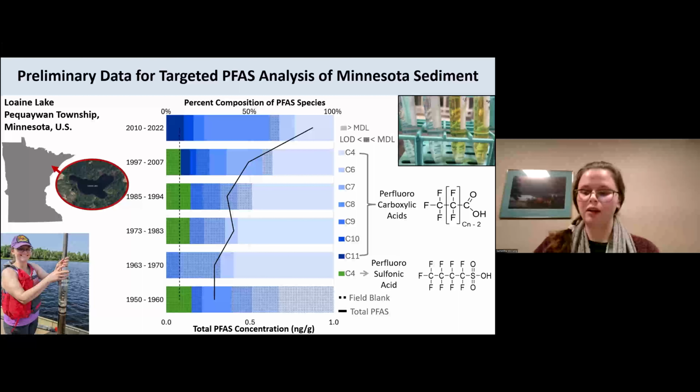Another observation is that the newest sediment at the top of our core has the highest concentration as well as the largest variety of PFAS species. This is in line with the trends of industrial use of PFAS, as well as the observations that have been made in other lakes, including Lake Superior.